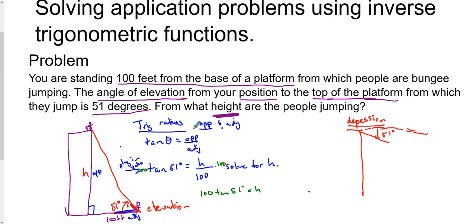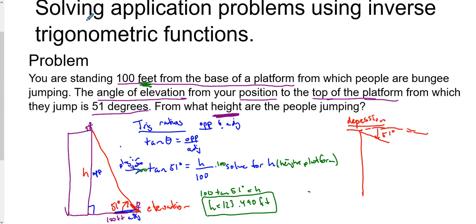I put this in my calculator, which you cannot see, and I got 123.49 when I round to two decimal places, and this is in feet, so we want to make sure we keep it in context. So h, the height of the platform, is 123.49 feet. Okay, that was not too bad.